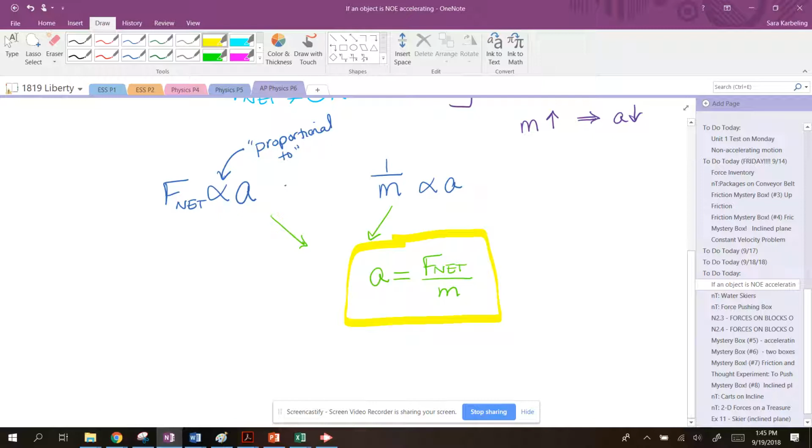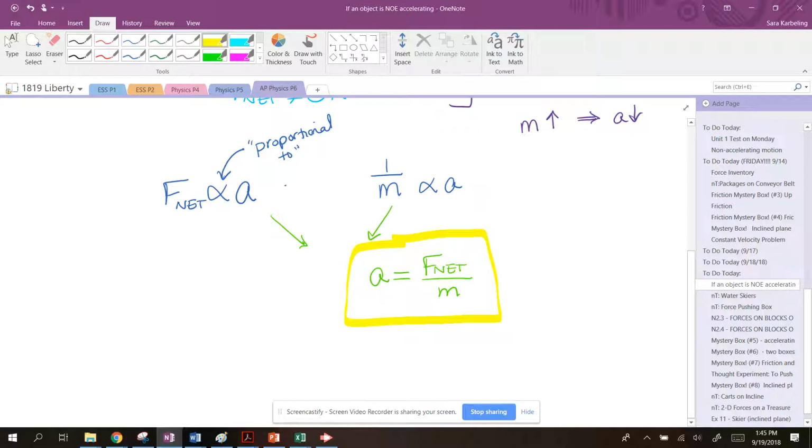If F net is not 0, what happens to A? That's all you need to know. That is it. Okay? That is all you need to know. I can recite the other things for you, but they don't mean a lot, and they don't make a lot of sense because it's like, take all this stuff.